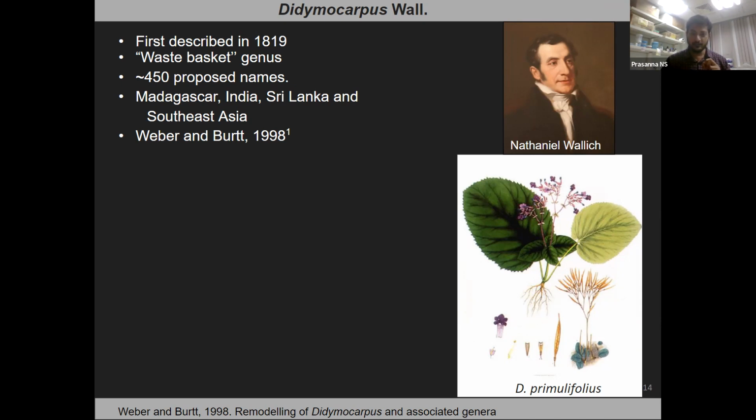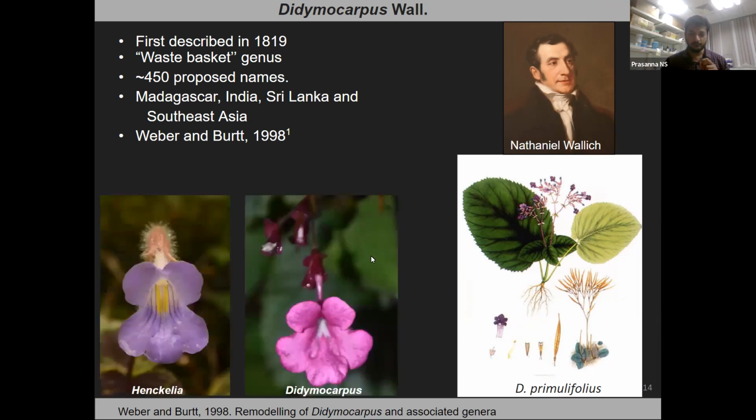that. Genus Didymocarpus was loosely defined by a few floral characters initially. Thus, it became a kind of mixed bag of species from a wide geographic area. So there were species described from Africa, Asia, as well as Australia, which had varying morphologies. Since the establishment of the genus, there have been at least 450 names proposed in this group. And the recent revision has considerably redefined the genus.